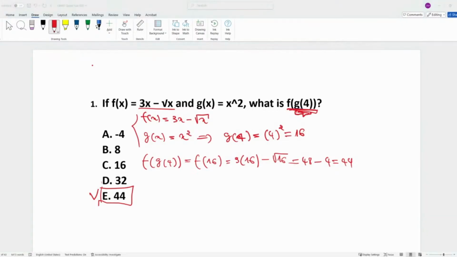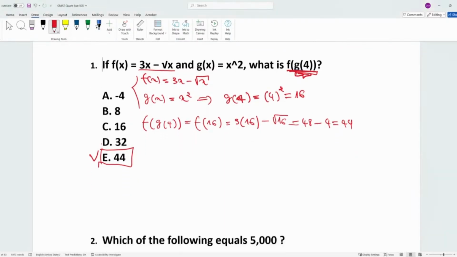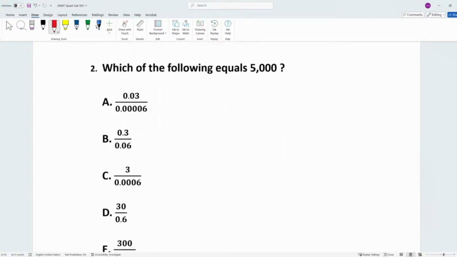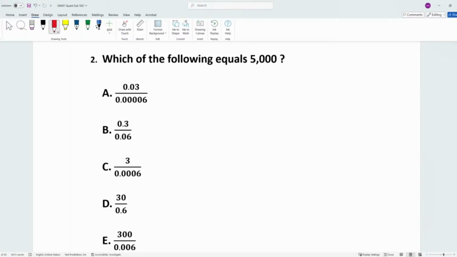Let's move on to the next question. So the question is, which of the following equals 5,000? Okay, so one way we can do that is maybe we can quickly check each of the answer choices.